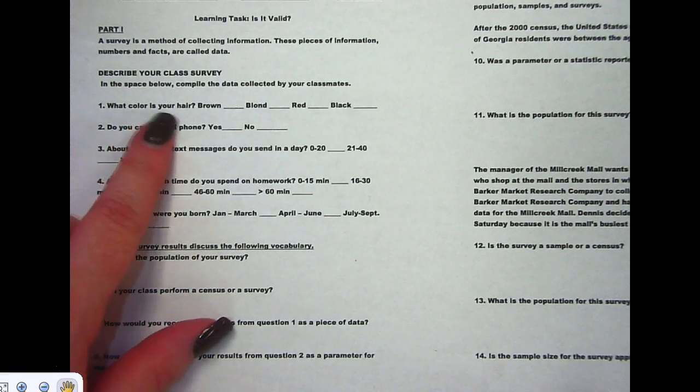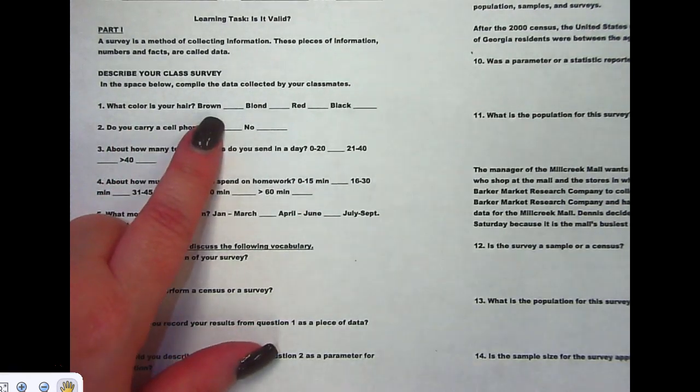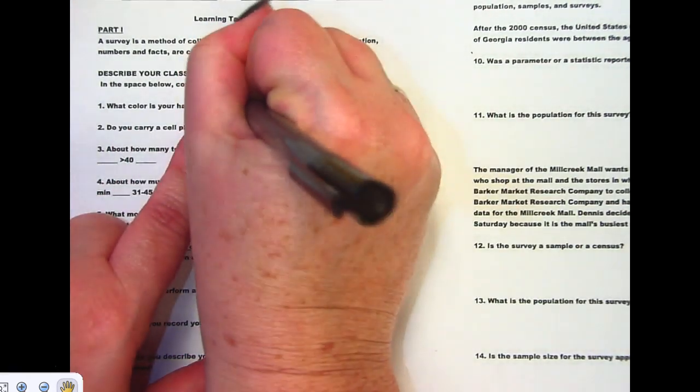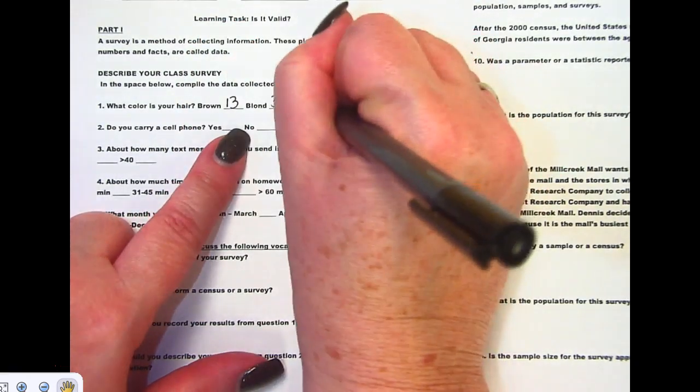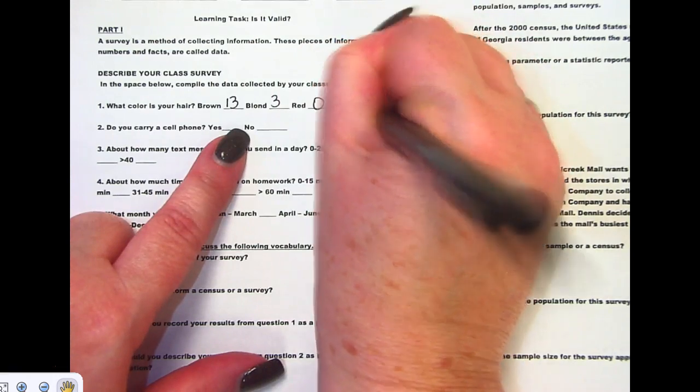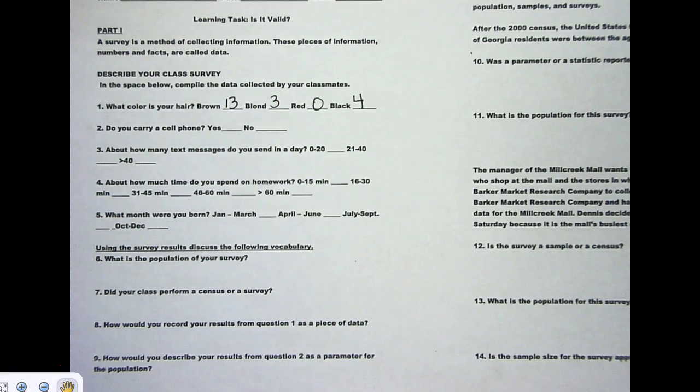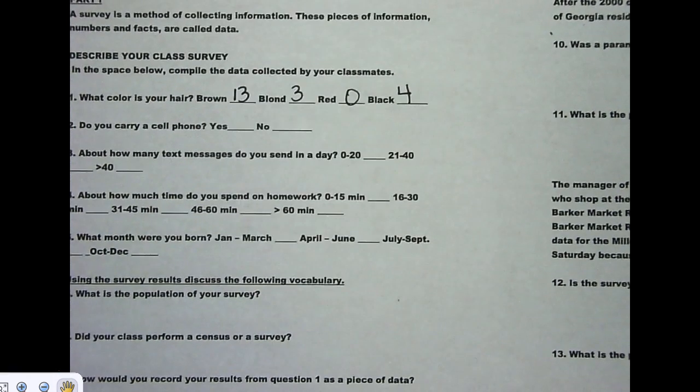So, what color is your hair? So, in this sample class, 13 people had brown hair. 3 people had blonde. None had red. And 4 had black. You're just filling in this, and then we're going to do some work with these numbers. 13, 3, 0, and 4.